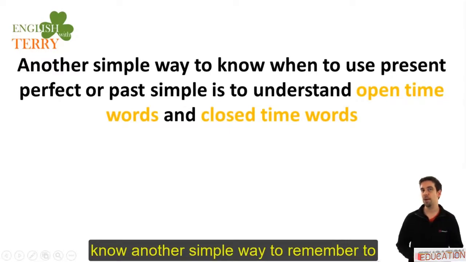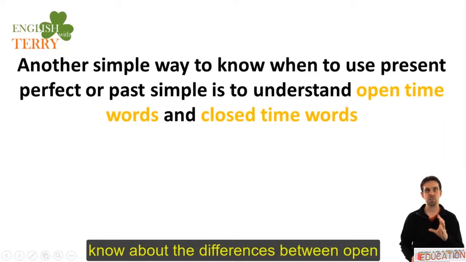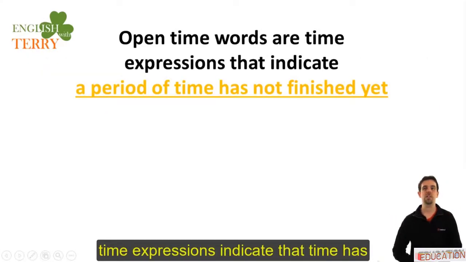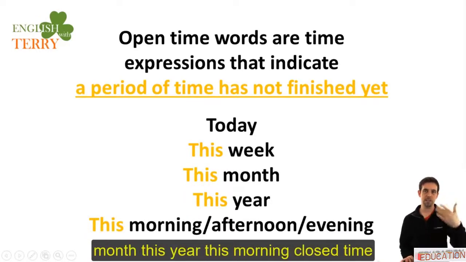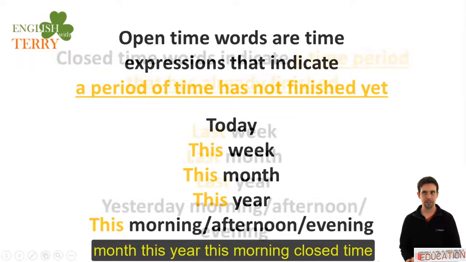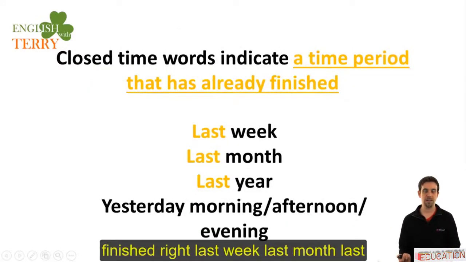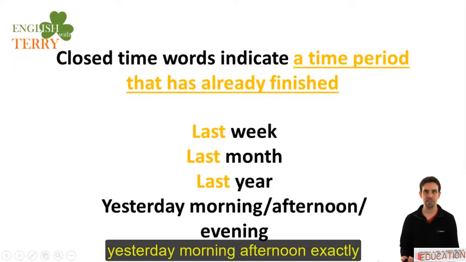Another simple way to remember to use present perfect or past simple is to know about the differences between open time words and closed time words. Open time expressions indicate that time has not finished, right? Today, this week, this month, this year, this morning. Closed time words indicate a period that's already finished, right? Last week, last month, last year, yesterday morning, afternoon, etc., right?